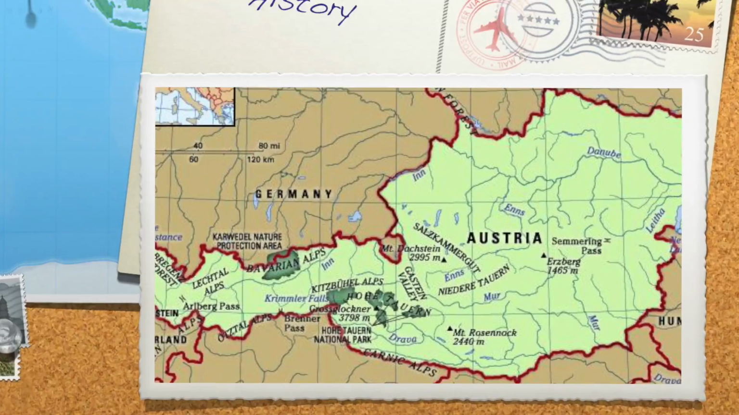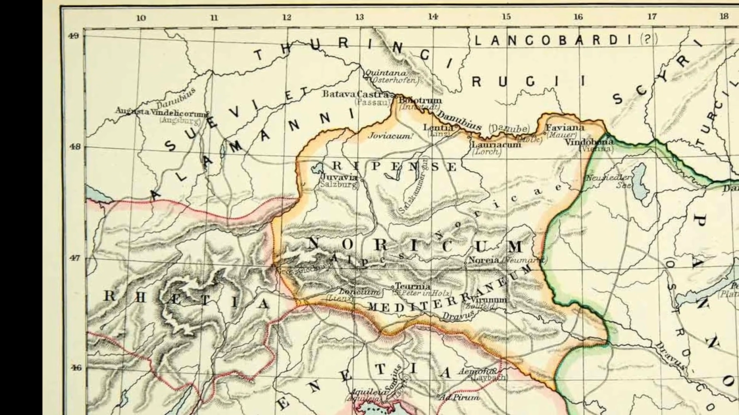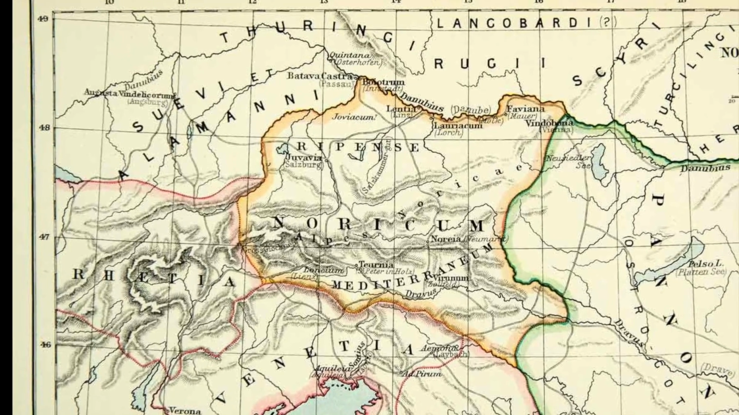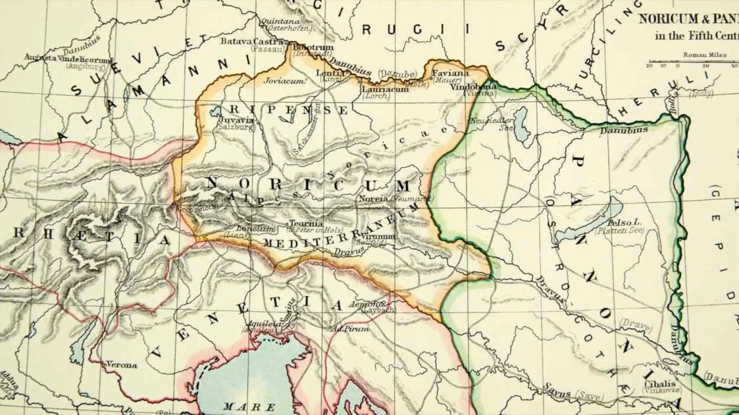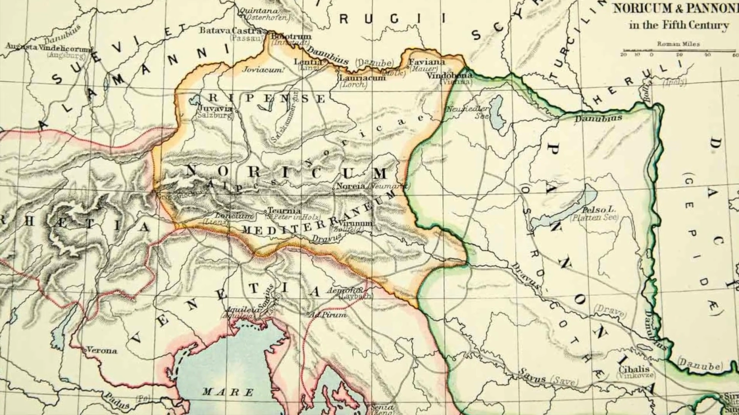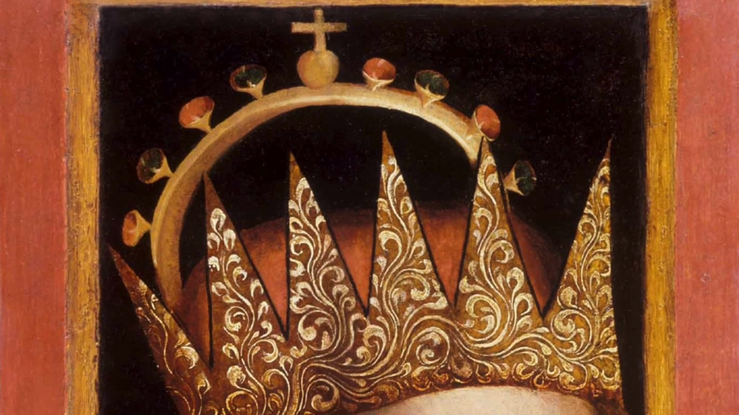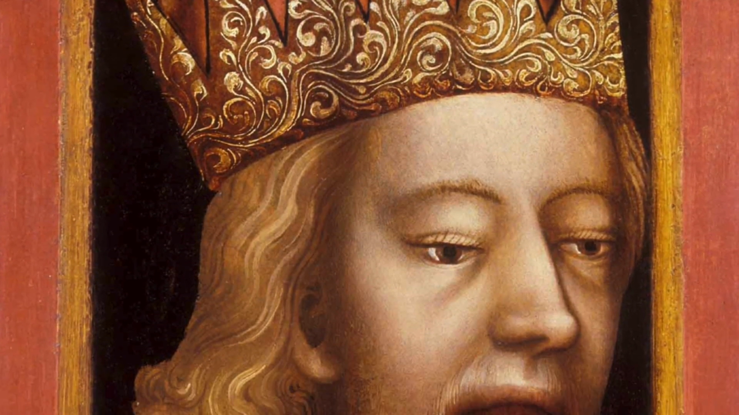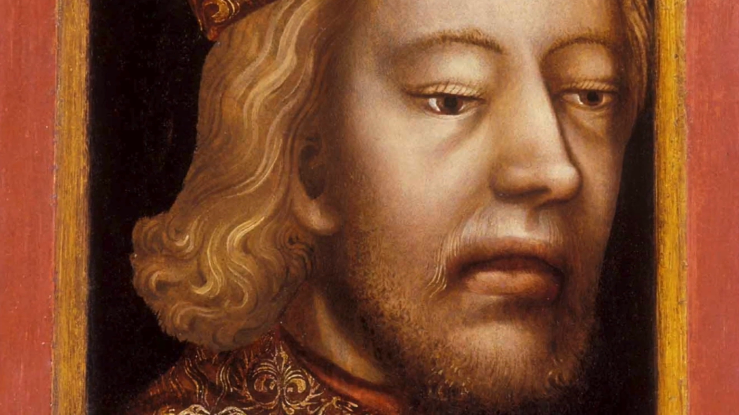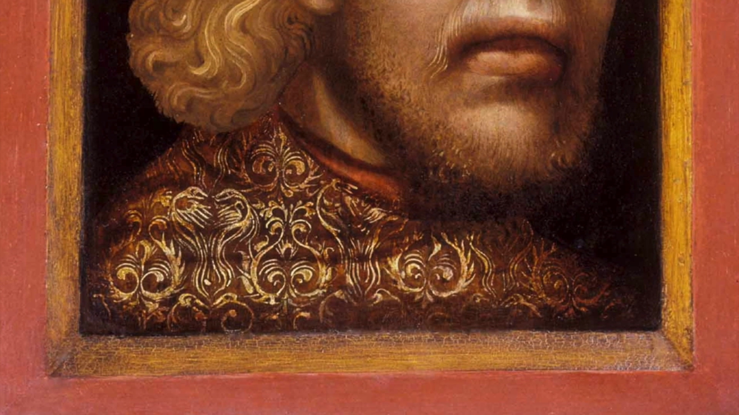History. In 400 BC, the Celts invade the area and establish a kingdom called Noricum. In 15 BC, Romans conquer Noricum and it becomes an imperial province. In 1278 AD, Rudolf IV of Habsburg, King Rudolf of Germany, took control of the region. The Habsburgs ruled for the next 640 years.